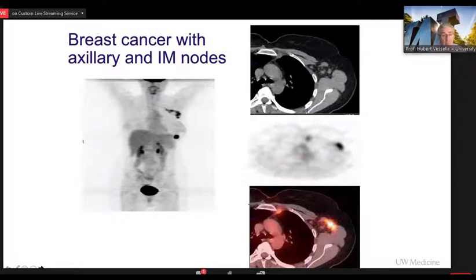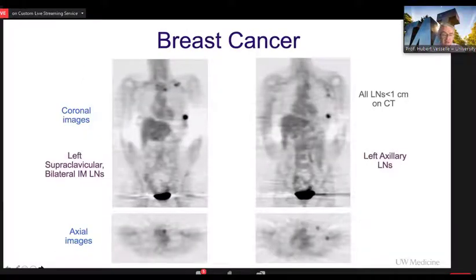what is not. This is another case, this one from an older scanner. The patient has a primary breast tumor here and has axillary lymph nodes here, a supraclavicular lymph node here, and bilateral internal mammary nodes. This is a coronal image, and these are the corresponding axial images. This is the aortic arch, and this is the left internal mammary node. These are axillary nodes and supraclavicular.